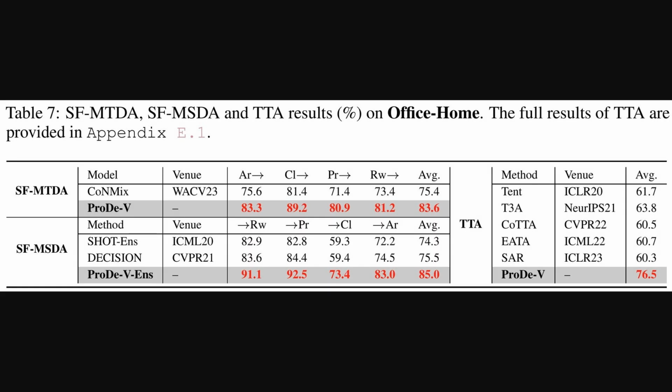Expanding on those strong results, Table 7 now explores ProDe's performance in even more complex scenarios on the Office Home dataset. We're looking at source-free multi-target domain adaptation, or SFMTDA, where a model adapts to several new target domains simultaneously. Then source-free multi-source domain adaptation, SFMSDA, which adapts to a target using knowledge from several now inaccessible source models. And finally, test-time adaptation, or TTA, adapting on the fly to new incoming test data. In all of these challenging settings, ProDe V, or its ensemble version for SFMSDA, again leads, achieving 83.6% average accuracy in SFMTDA, 85.0% in SFMSDA, and a notable 76.5% in TTA, showcasing its broad applicability.